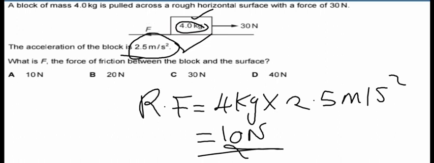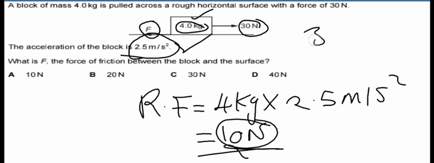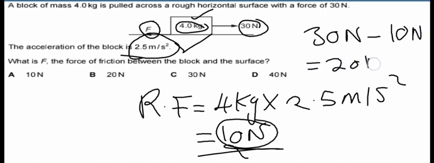So for you to know the force F, what you are going to do is take the resultant force from 30 newtons. So we are going to say 30 newtons minus 10 newtons. Then the answer is going to be 20 newtons. So you need to choose which one is simple for you to answer this one. So we can just conclude that the answer here is just going to be B.